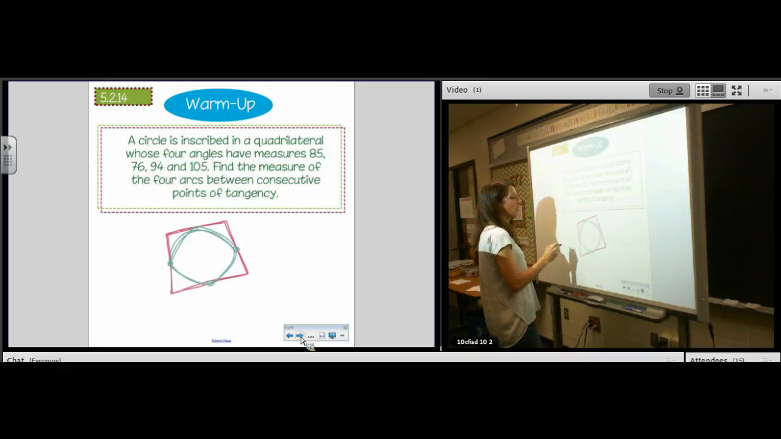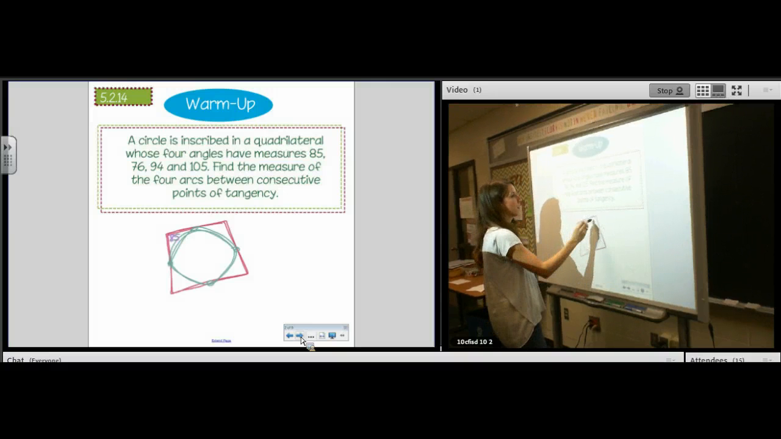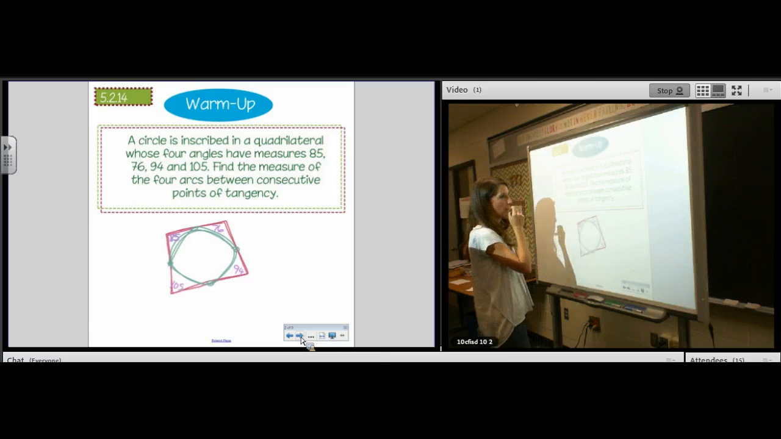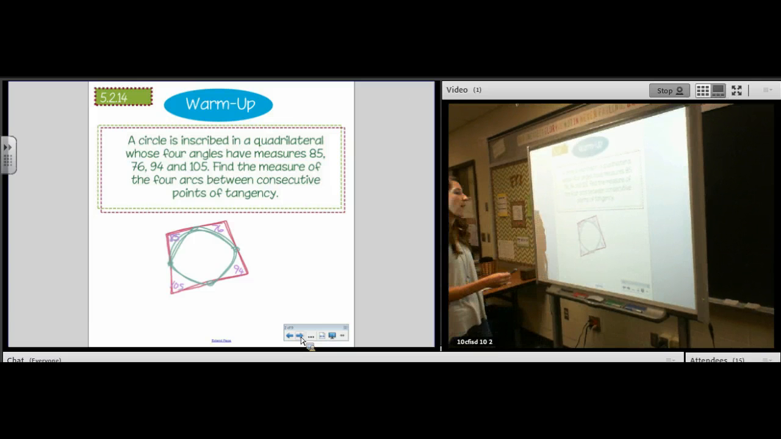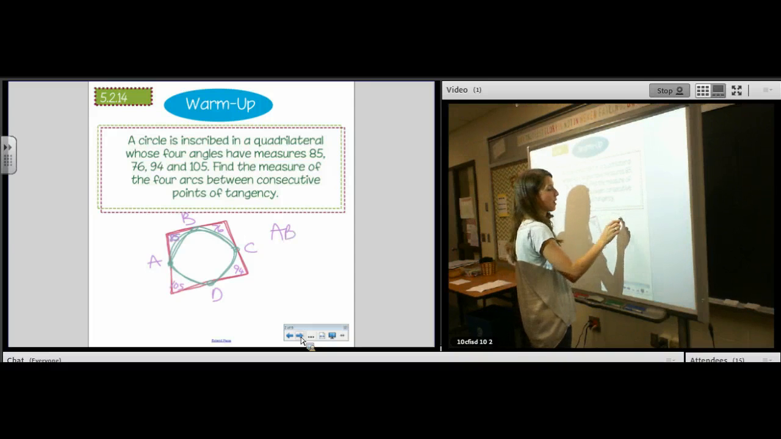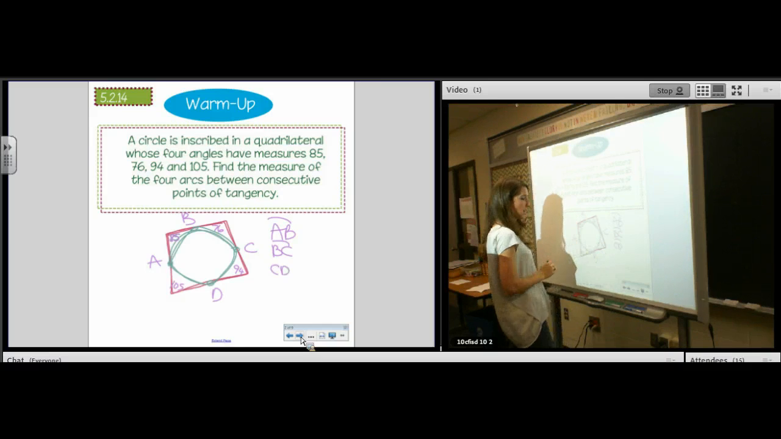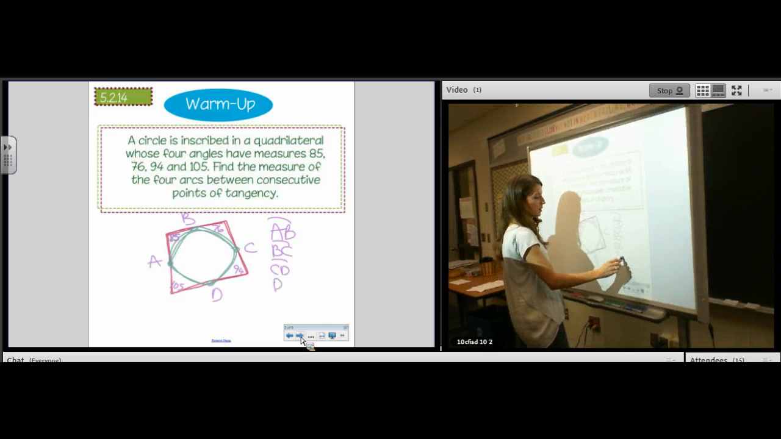And the angles are 85. That color is hard to see. 85, 76, 94, and 105. I'm just going to call these points A, B, C, and D. So what it's asking for is arc AB, arc BC, arc CD, and arc DA.